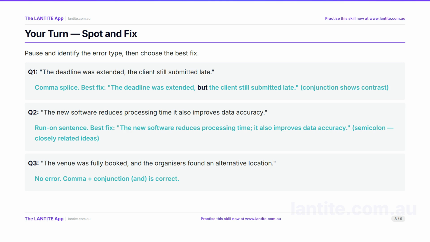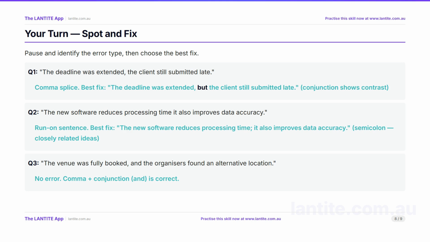Question 2. The new software reduces processing time it also improves data accuracy. This is a run-on sentence. No punctuation between two complete thoughts. A semicolon works well here because the ideas are closely related. The new software reduces processing time; it also improves data accuracy.